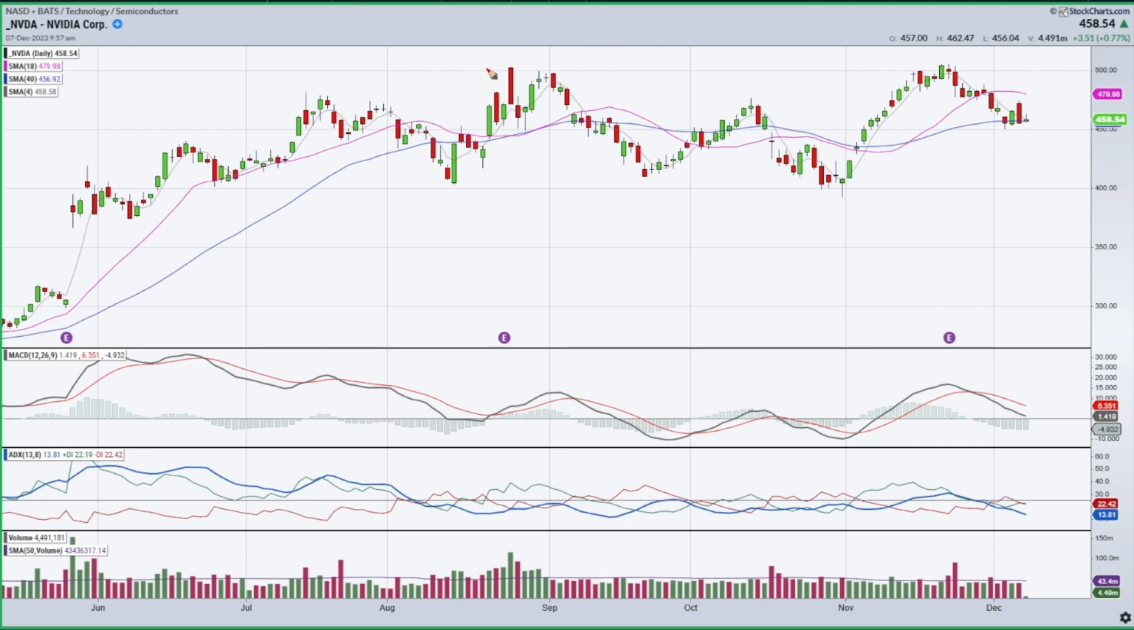Now look at what happens. We take out this prior peak, and then we get a doji bar, an indecision bar. Then we get the more fierce selling to the downside. So we get a failure pattern up here after a failure pattern down here. It's basically caught in a range.